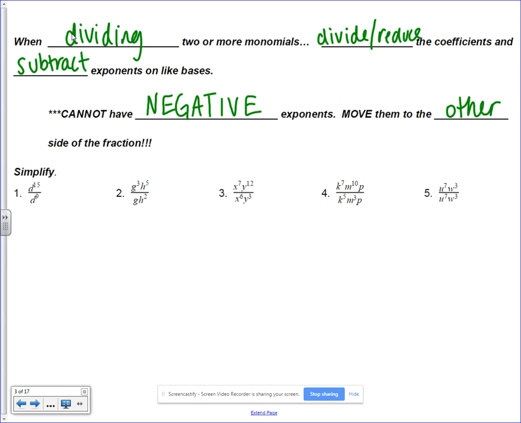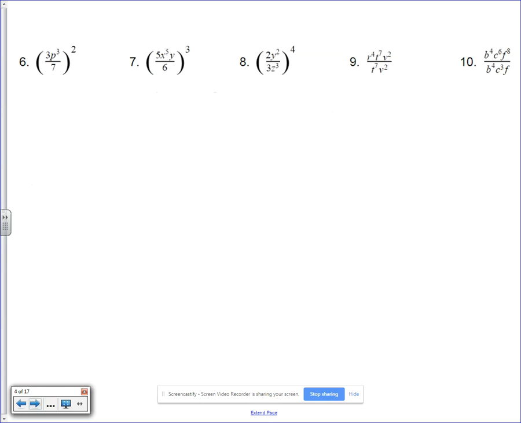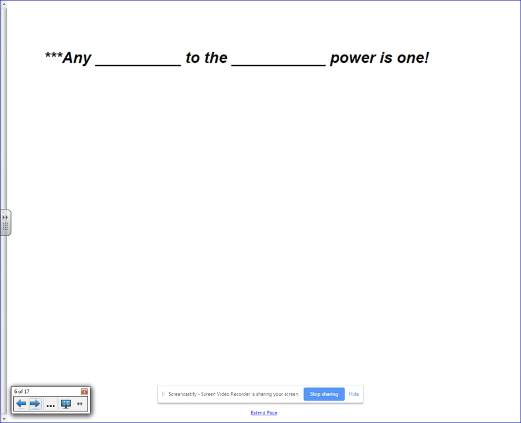Okay, now I know you guys have another blank right there, correct? Okay, we're going to fill in that blank right now. Any base to the 0 power is 1. And I'm going to prove it to you. Grab your calculator and put in any number your little heart desires. Any number you want. And then raise it up to the 0 power and press equals.